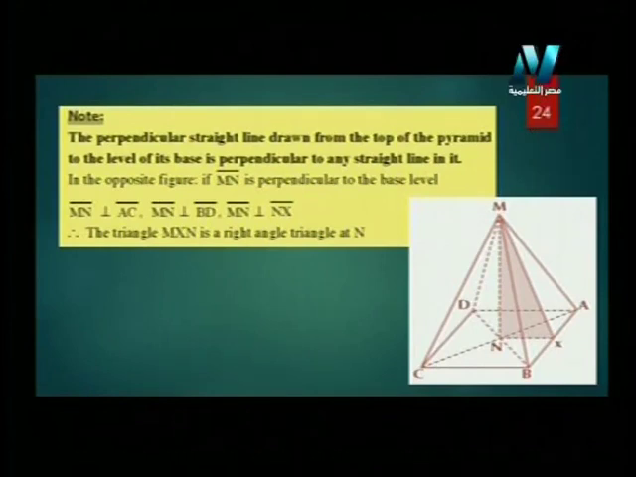So in the opposite figure, if MN is perpendicular to the base level, then MN is perpendicular to AC, MN is perpendicular to BD, and MN is also perpendicular to NX. The triangle MXN is a right angle triangle at N. Look carefully at the triangle MNX, because it's a right angle triangle at N, and we will use the Pythagoras theorem to find any unknown side.